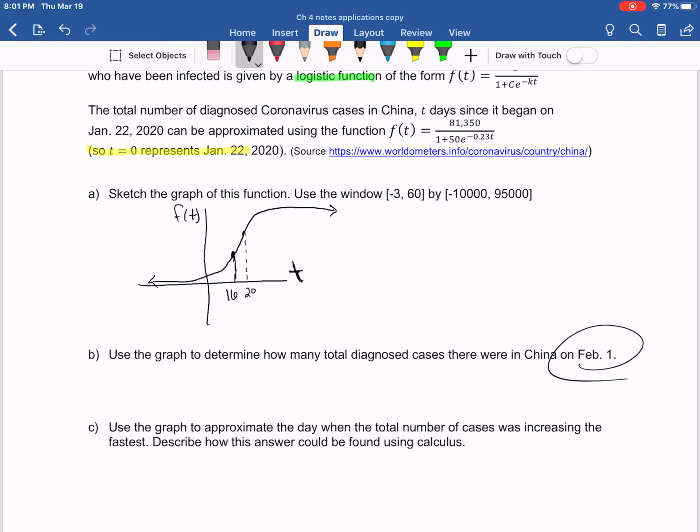This looks like 10 days later. So February 1st is 10 days after the beginning. And so you're going to use your function on your calculators. You're going to hit the trace button.